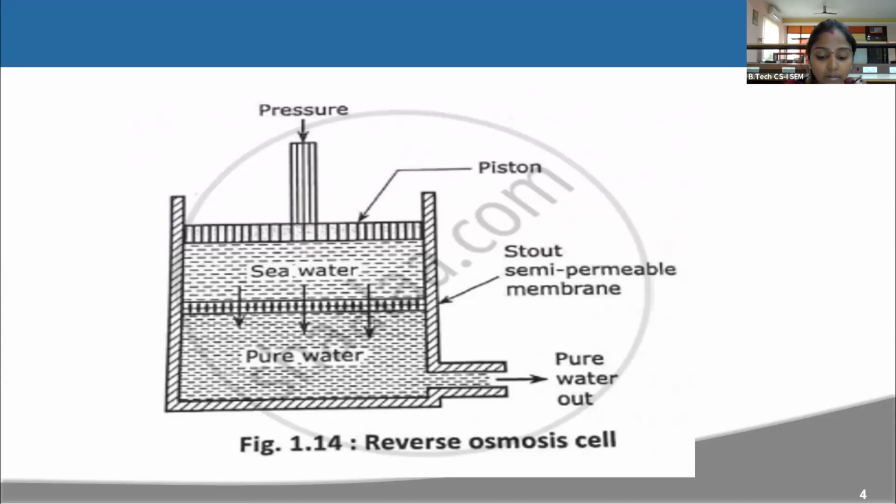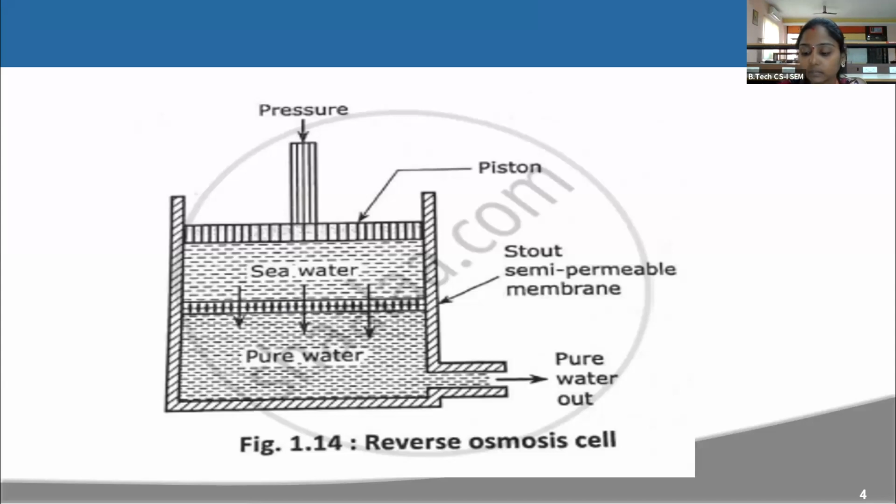Okay. See, both the compartments are separated by a semi-permeable membrane. The salt water contains plenty of salts and minerals. So two compartments are present. The first compartment contains brackish water or saline water or sea water, and the lower compartment contains pure water. So the sea water converts into pure water. These two compartments are separated by a semi-permeable membrane.